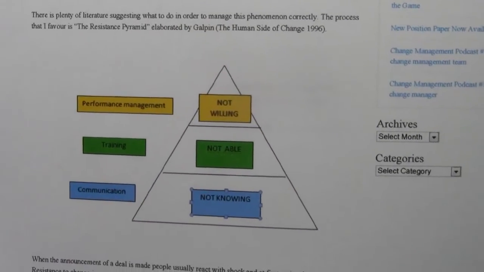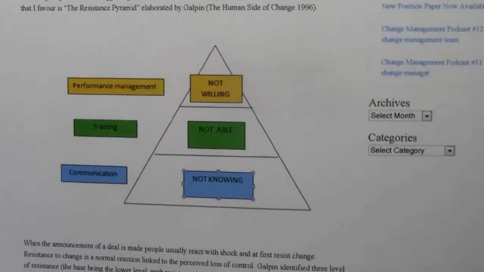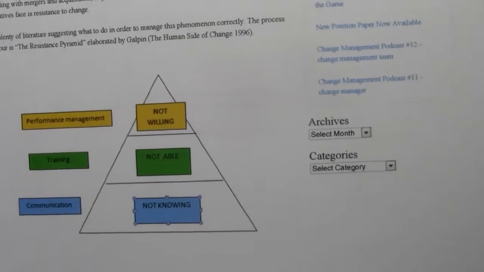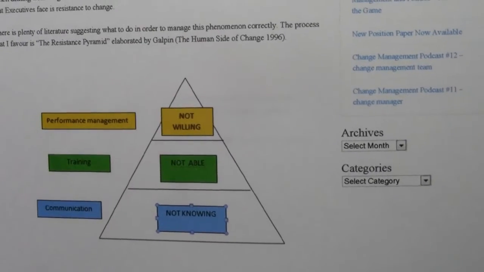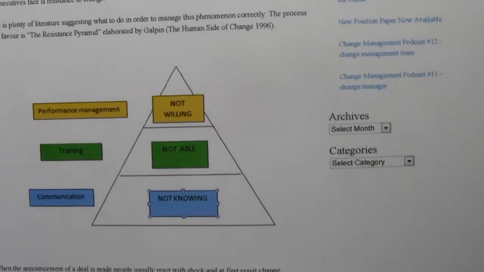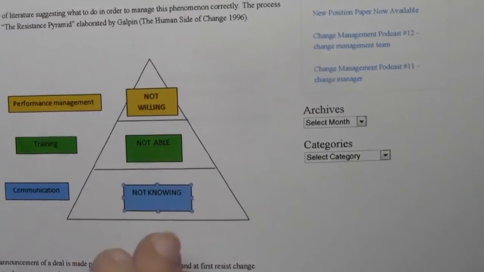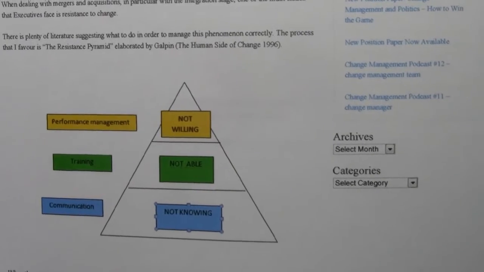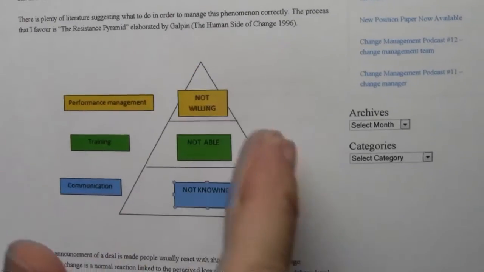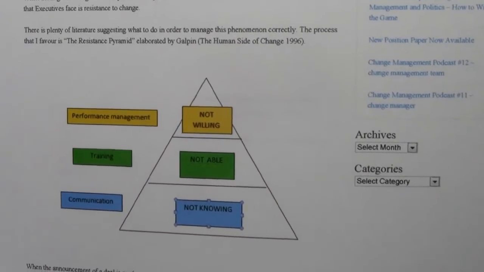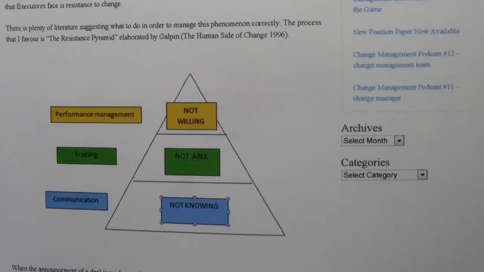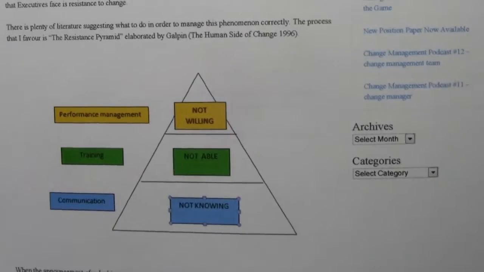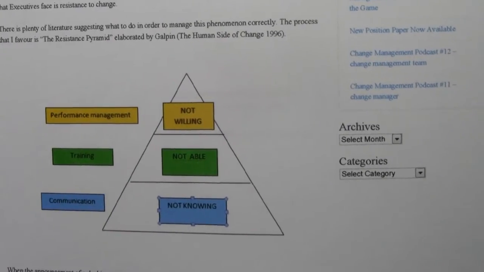There is then a third level, which is the top of this pyramid: not willing. This is the toughest to crack because we're talking about people that do not want to go along with the change. In this case, even if we communicate, they will not change their mind. If we train them, again, this is a voluntary thing. It's not just that I don't know something or that I don't have the skills. Here, I genuinely do not want to go along with the change.